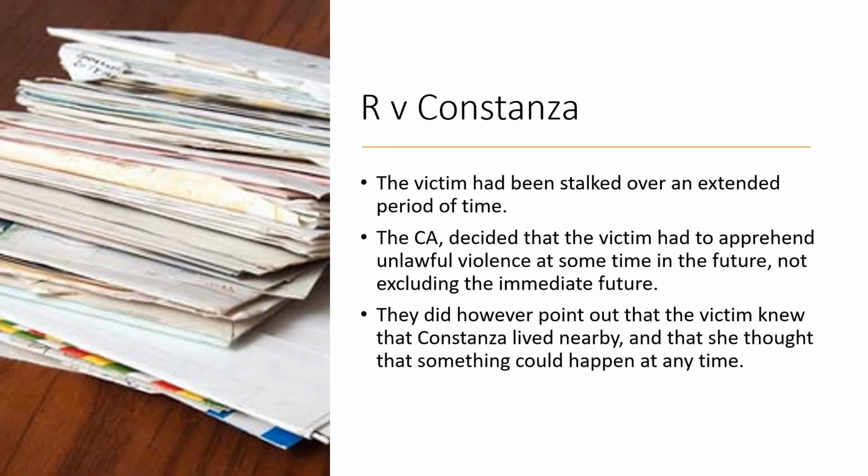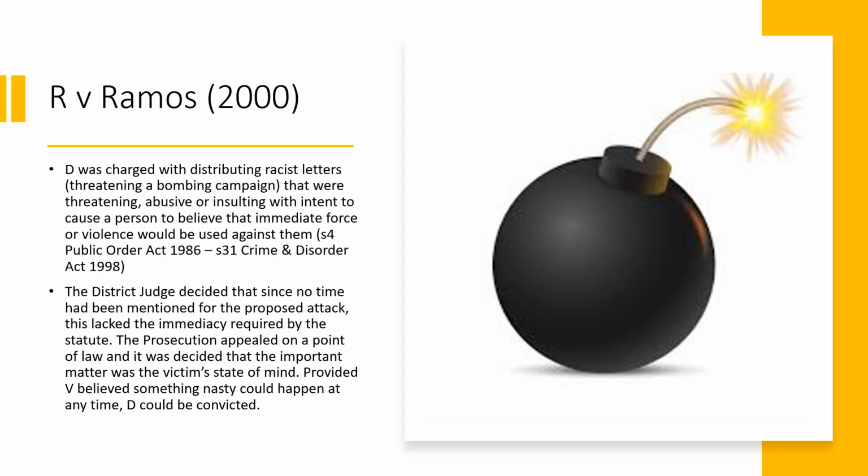Again, if we look to Constanza, we know the apprehension was caused by the written word, but the victim has been stalked over an extended period of time, and the Court of Appeal decided the victim had to apprehend unlawful violence at some time in the future, not excluding the immediate future. And they did, of course. The victim knew that Constanza lived nearby, and she thought something could happen at any time, so that would satisfy the concept of immediacy. And then we've got a slightly unusual case in Ramos.